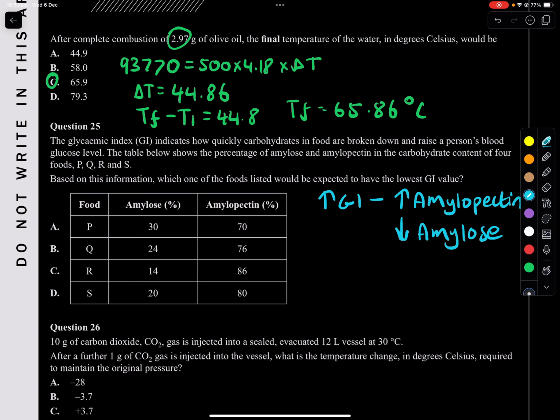But we want the lowest GI food. So for the lowest, it's just going to be the opposite. The signs are just going to be the other way. So we want the lowest amylopectin percentage. Which one has that? And amylose, we want the highest. So this one here has the highest amylose, and the lowest amylopectin, which is this one over here. So A is your answer. So food P would have the lowest GI.